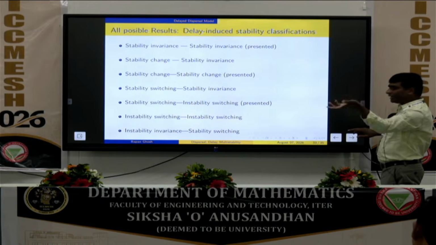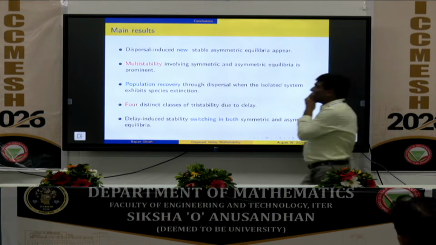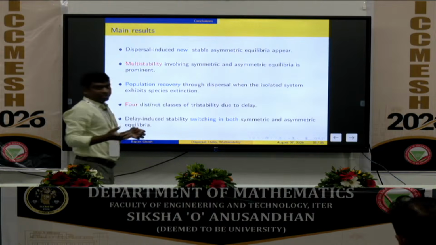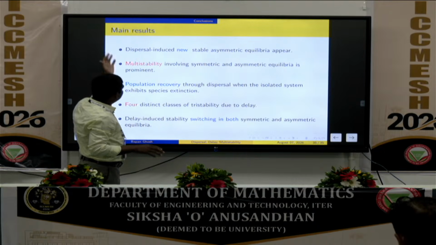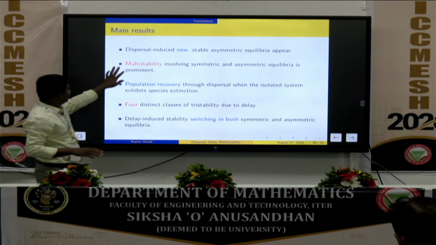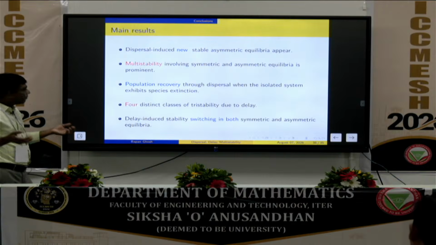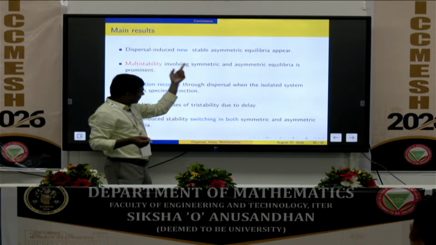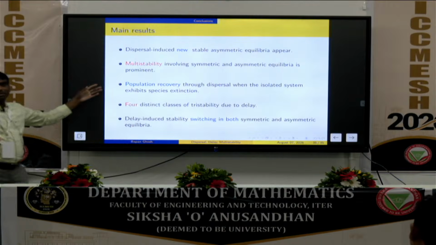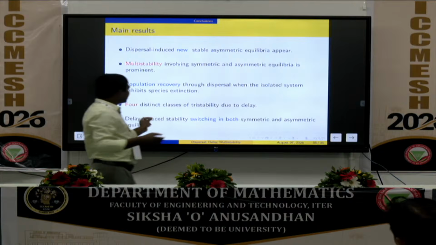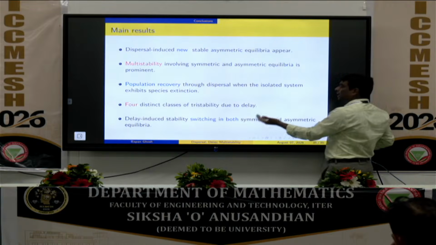So previously, stability switching and instability switching, pair bifurcation happening. This is the main conclusion: dispersal can induce a new asymmetric equilibrium, which is never possible in the non-spatial case. Multi-stability is very prominent there, tri-stability mostly happening without delay, and the population can even recover. So dispersal is really essential for population recovery, and 4 distinct classes of tri-stability occur, but this tri-stability is due to delay. Such tri-stability is not possible in the non-spatial model, and both equilibria have switching situations. One is a stable switch, the other is an unstable switch.